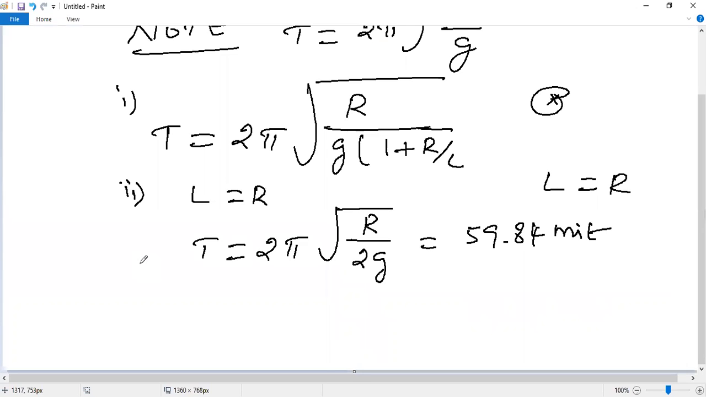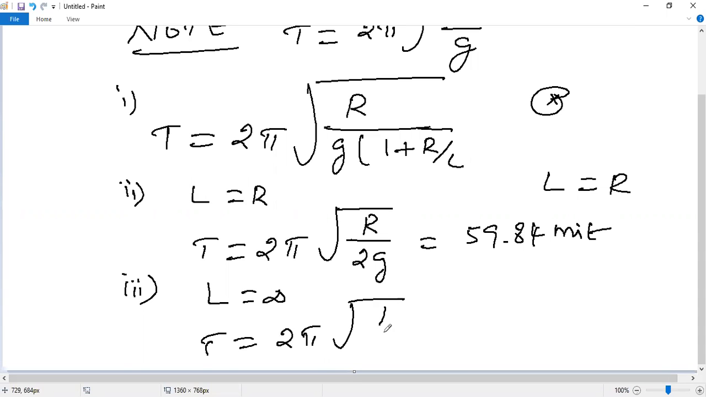Third condition, the length, it is infinity. Then you will get T is equal to 2 pi root of capital R by G. So the value is 84.63 minutes. It is one more question mark.